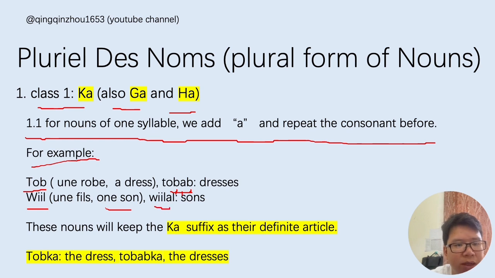Wiilal, sons. A and l. And these nouns will keep the ka suffix as a definite article. Tobka, the dress. The plural form is tobabka. Tobka, tobabka. Dress, the dress and the dresses.